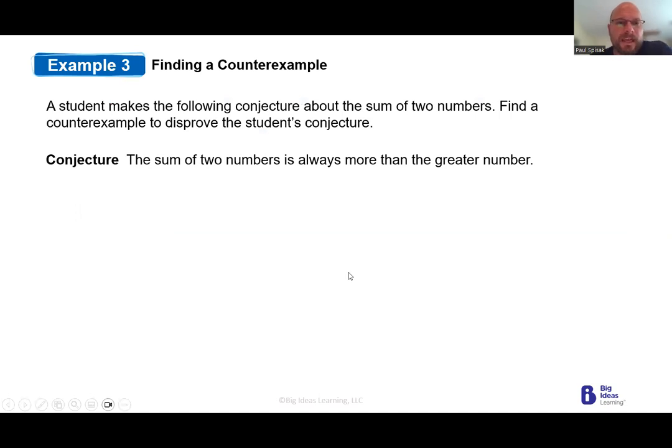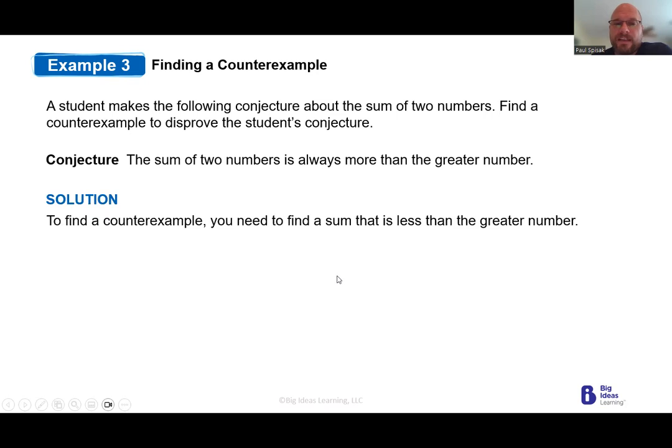So here's an example with counterexample. A student makes the following conjecture about the sum of 2 numbers. Find a counterexample to disprove the student's conjecture. So the conjecture is the sum of 2 numbers is always more than the greater number. Well, that's not always true, because in math we have positives and negatives. So to find a counterexample, you need to find a sum that is less than the greater number.